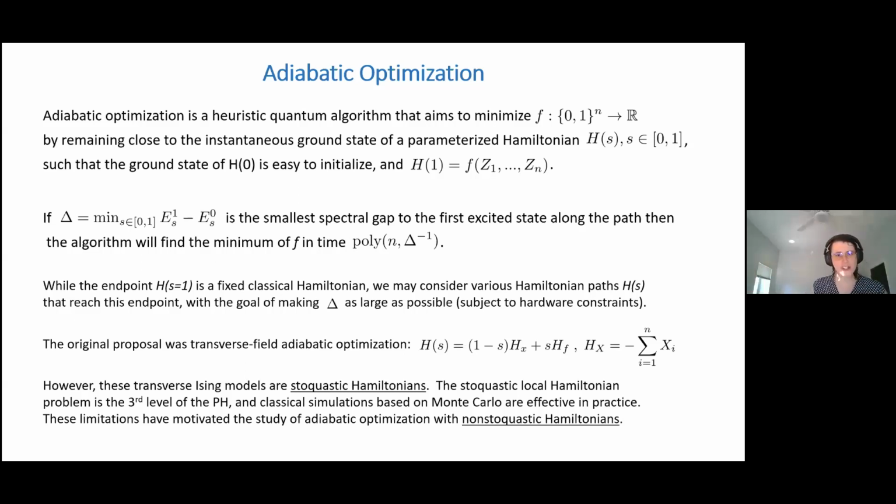And so the original proposal for this algorithm is what is called transverse field adiabatic optimization. This is by far the most well-studied version of this algorithm, where we take a simple linear interpolation between a uniform transverse field, just a sum of one local X operators, and the final Hamiltonian of interest. Okay, so that's the proposal. But given everything we've just seen, we know that these transverse Ising models are stochastic Hamiltonians.